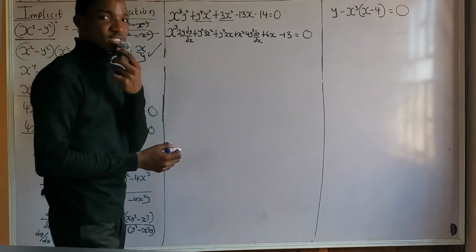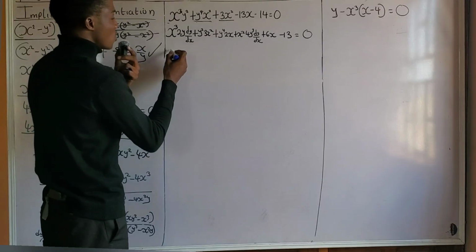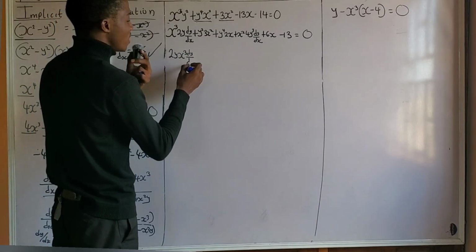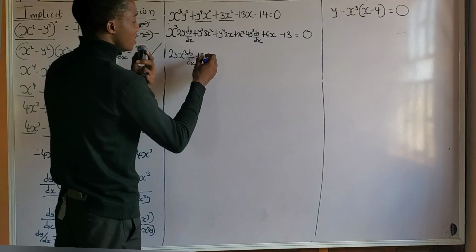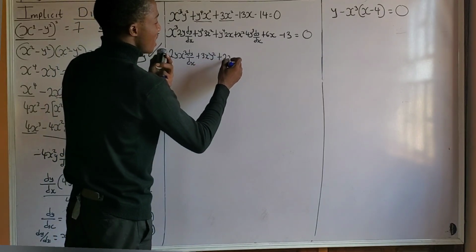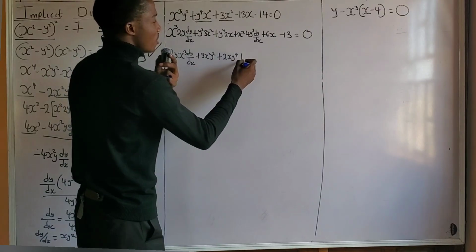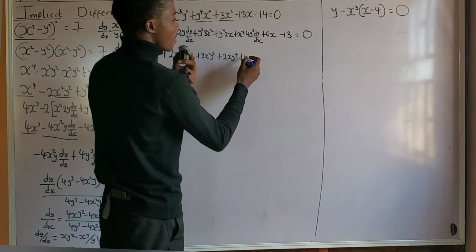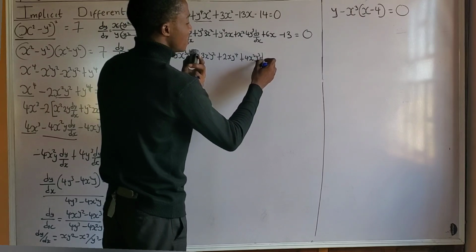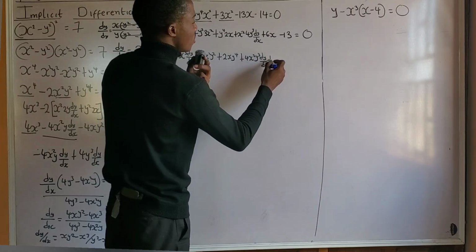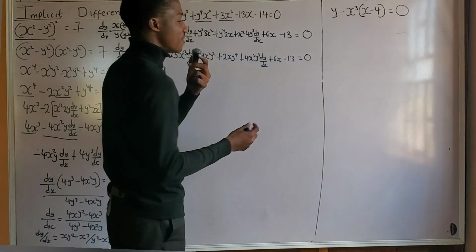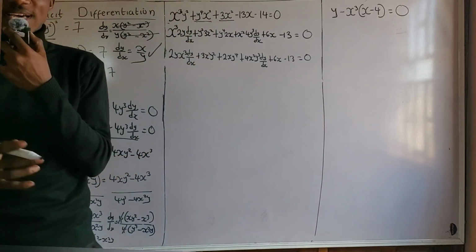So this will be equal to what? 0. Do you understand? Okay, for this, I'm going to have 2yx raised to the power of 3 dy over dx plus 3x squared y squared plus 2xy raised to the power of 4 plus 4x squared y raised to the power of 3 dy over dx plus 6x minus 13 equals 0. I've not done anything. All I did was simplify.